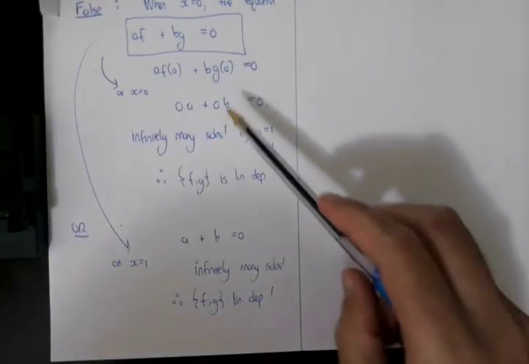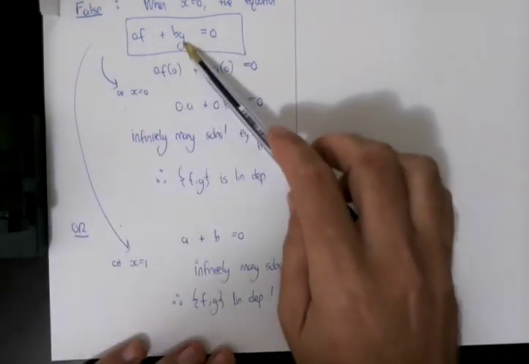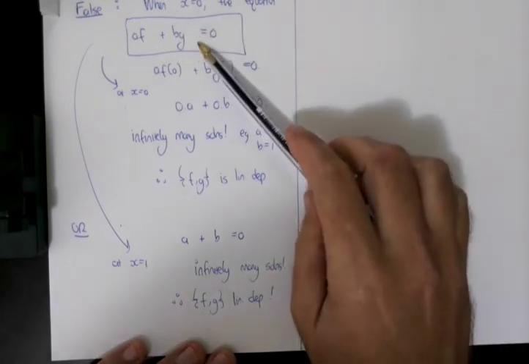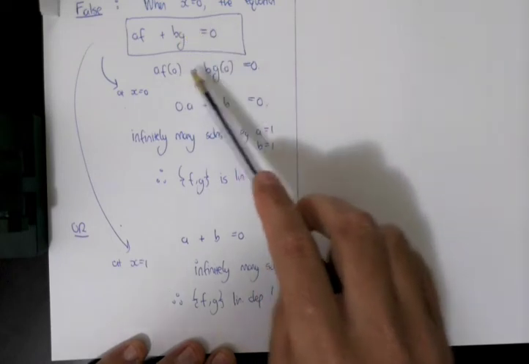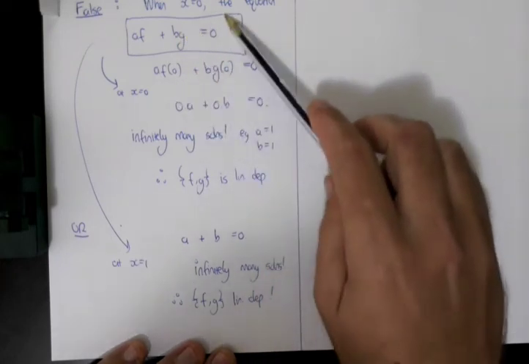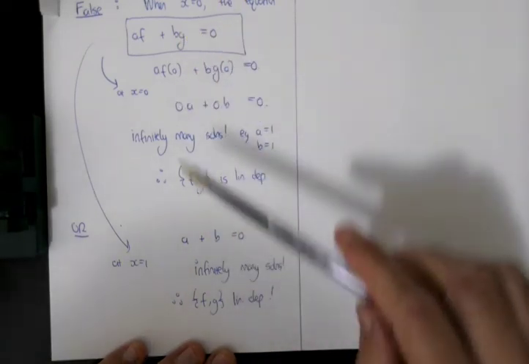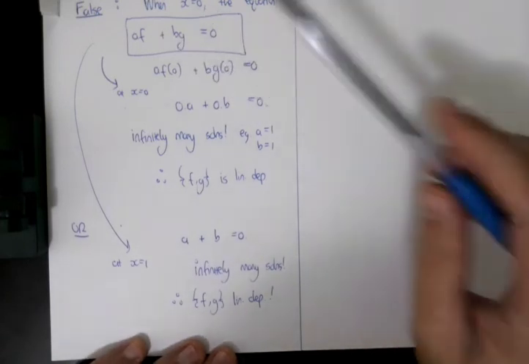So that's why it's not sufficient to just evaluate this equation at some value of x and then say that the only demand that we're placing on a and b is that particular equation. No, we're actually placing many, many demands on a and b. One equation for each value of x.